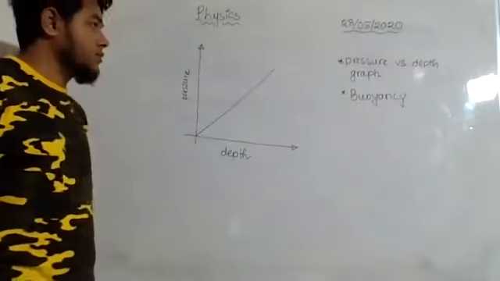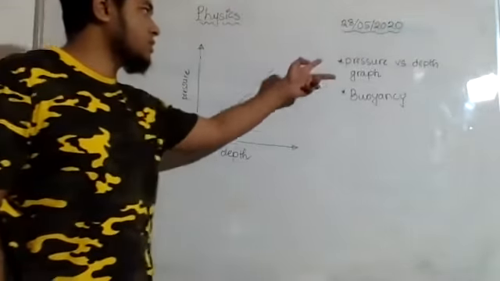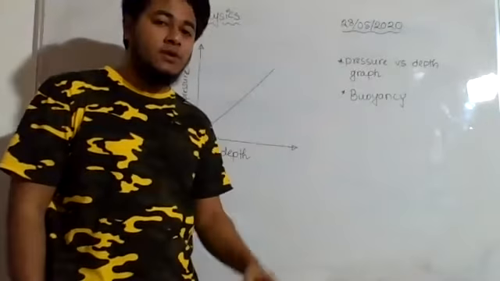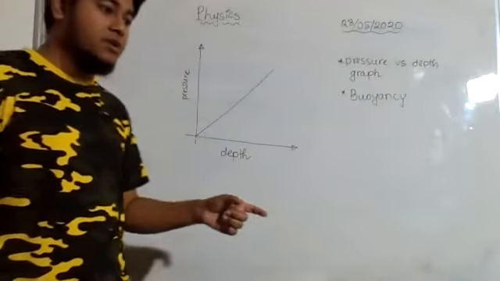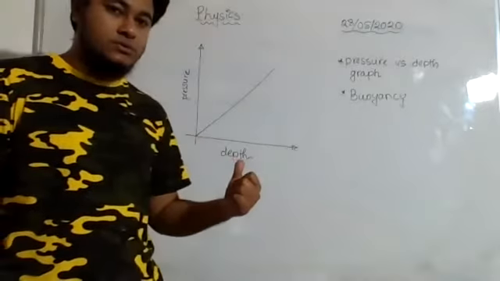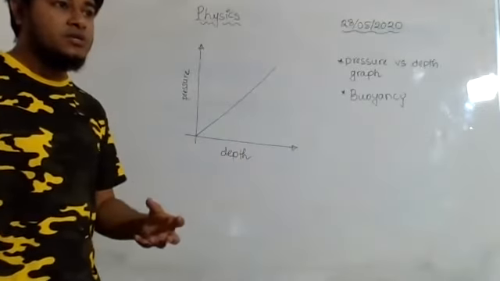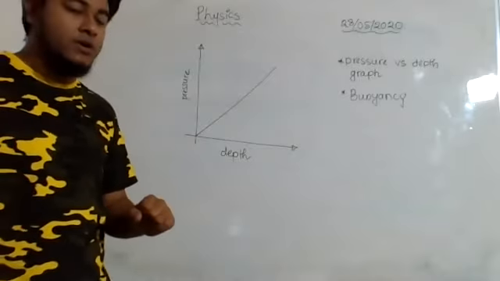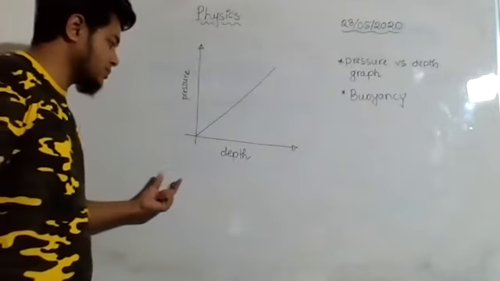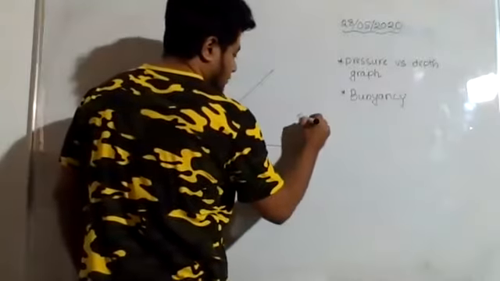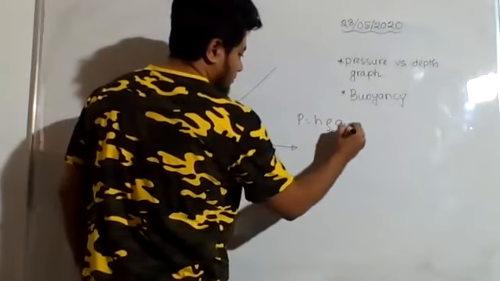So today we are going to discuss basically about these two topics. The first one is pressure versus depth graph. Now this is regarding the last lecture where we developed an expression to find the pressure at a point in a liquid, right? So we saw that P is equal to H rho Z. P was equal to H rho Z.